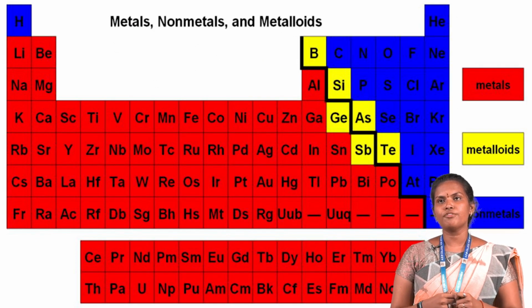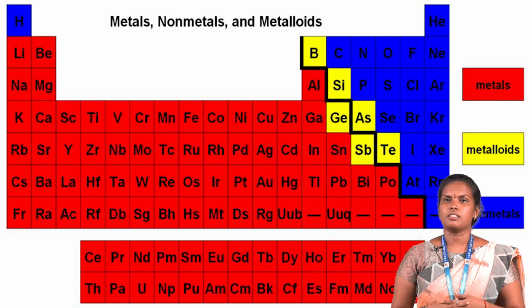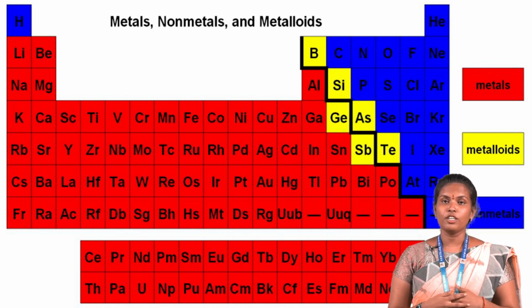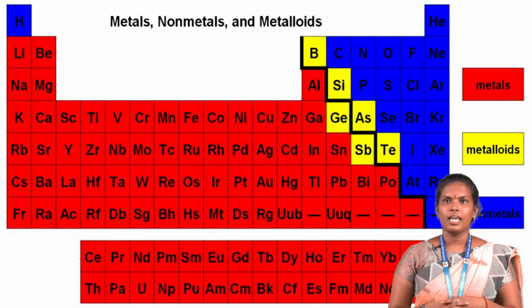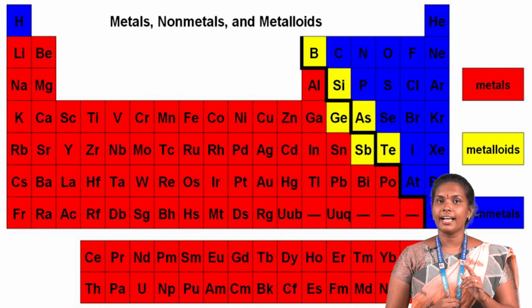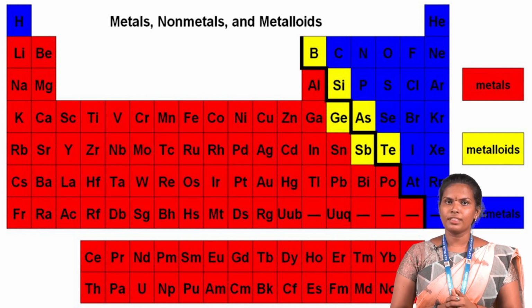To the left of the staircase, you will find all the metals. To the right of the staircase, you will find all the non-metals, except for the element hydrogen, which is a non-metal found on the left side.